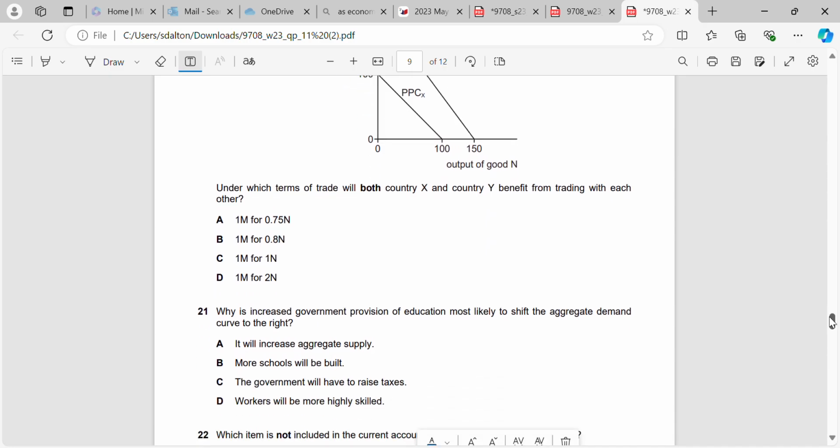So, question 21. Why is increased government provision of education most likely to shift the aggregate demand curve to the right? Okay, it will increase aggregate supply. Well, that's not going to shift our aggregate demand curve to the right, is it? So we're looking for a reason why one of the components of AD is going to increase, which will be C or I or G or X minus M.